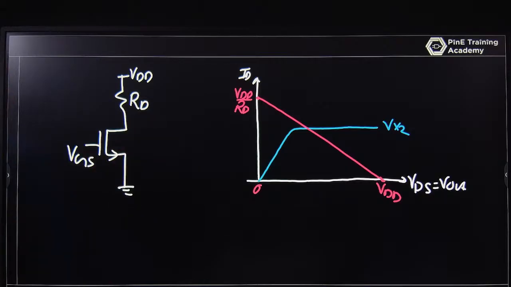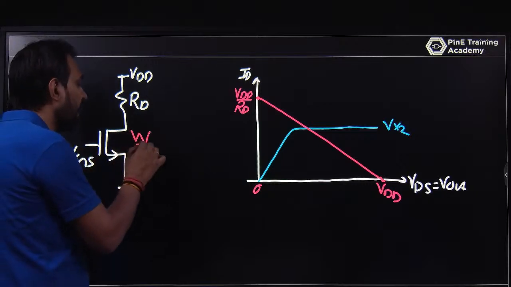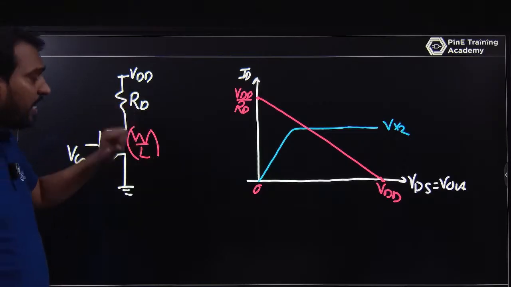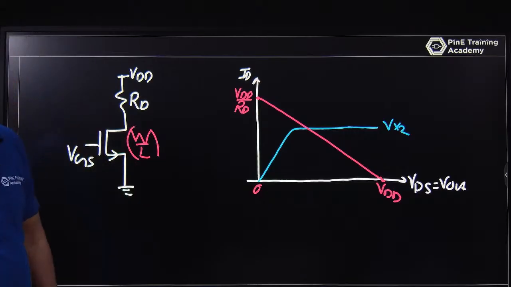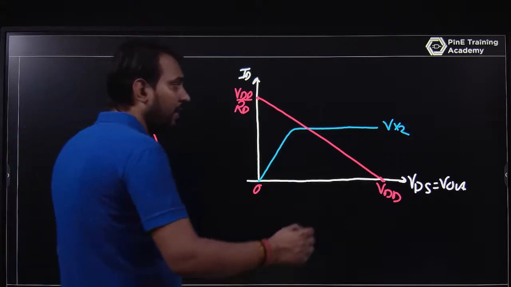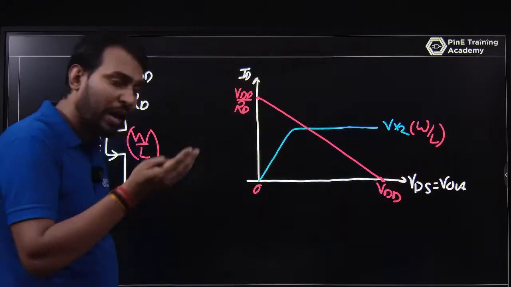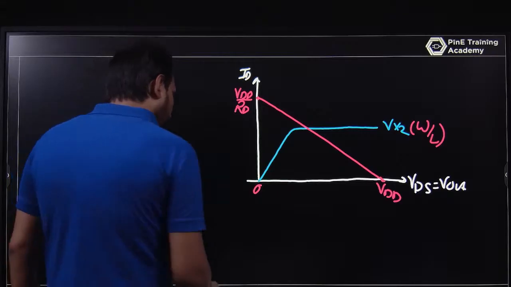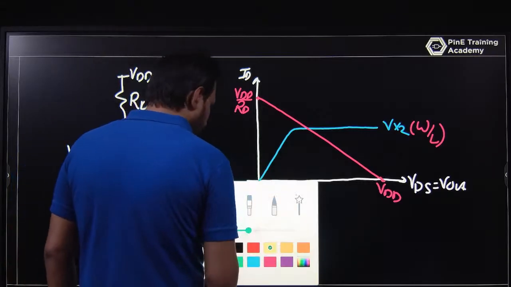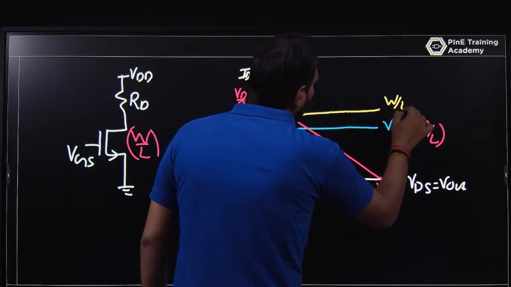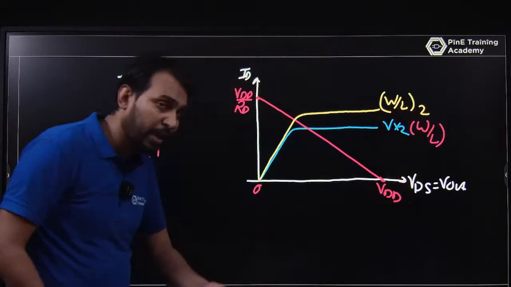If we are changing the W by L parameter, you can change the gate voltage, you can change the resistance, you can change the parameter of the MOSFET, that is W by L also. Till now we have changed the gate voltage and the resistance. Now I am talking about changing the W by L of the MOSFET. Let this be the current, ID versus VDS, for W by L. Let me increase from W by L of 1 to W by L of 2. If we increase W by L, the current will increase. So this is W by L of 2, and the current will increase.